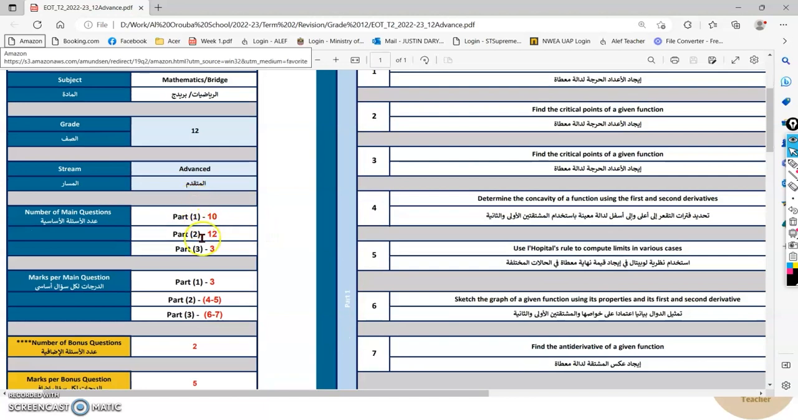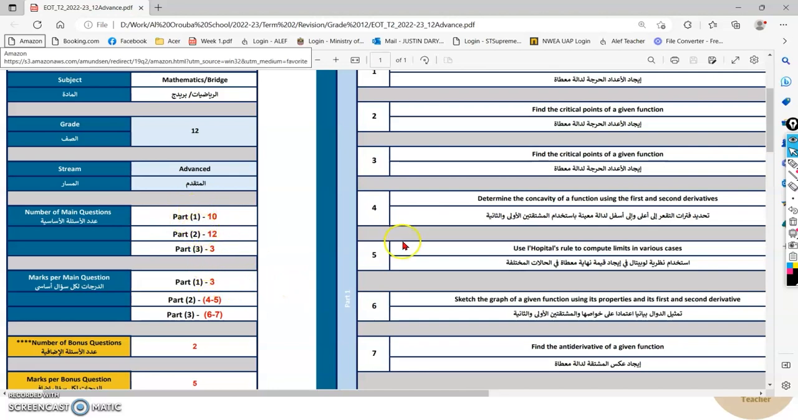You will have part 1, part 2 and part 3. Part 1 and part 2, you can see there are different number of questions. Part 1 only 10 questions, part 2 it's 12 questions. And part 1 is just 3 mark questions, whereas part 2 is 4 to 5 marks. And part 3, it's all writing. You will be given a paper and you'll have to write everything in detail. You cannot directly write the answer. You need to solve each step, substitute, write the formulas if necessary, and then solve the problem.